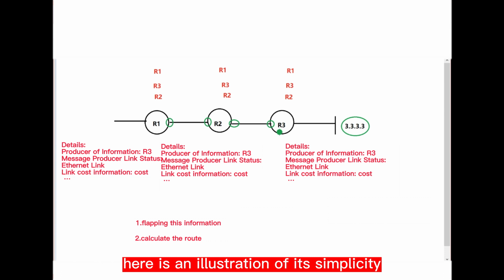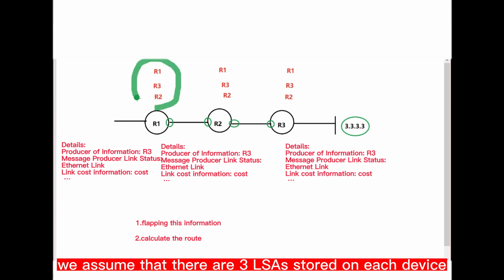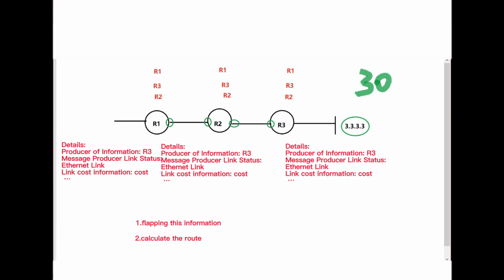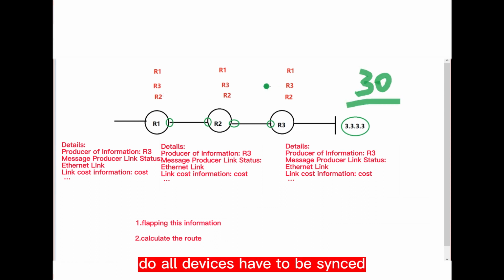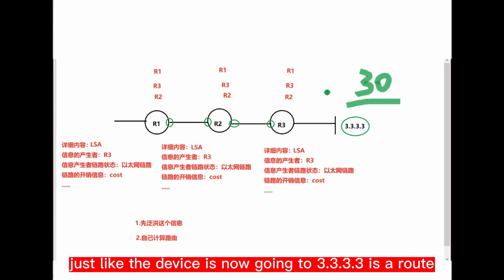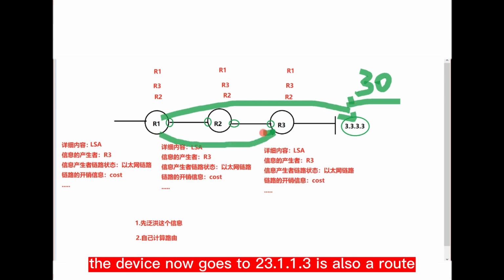Here is an illustration of its simplicity. You see now there are 3 devices. We assume that there are 3 LSAs stored on each device. If there are now 30 devices, do all devices have to be synced? In the case of a large number of devices, can these routers receive so many LSAs? Where do they put this data? Just like the device going to 3.3.3.3 is a route, and going to 23.1.1.3 is also a route.